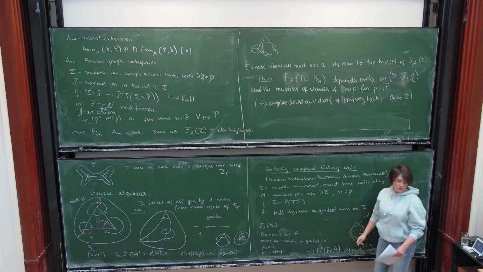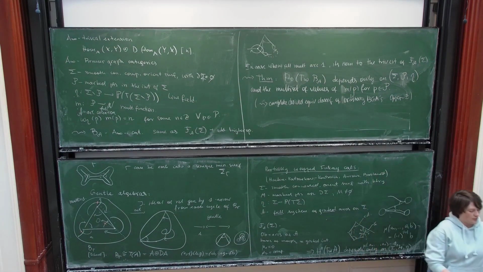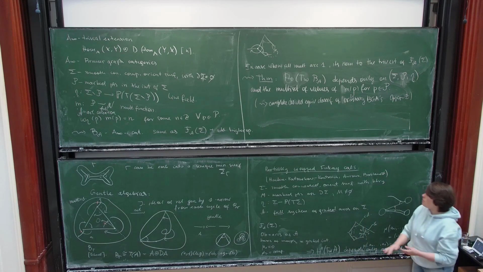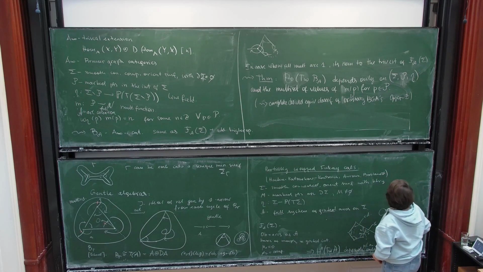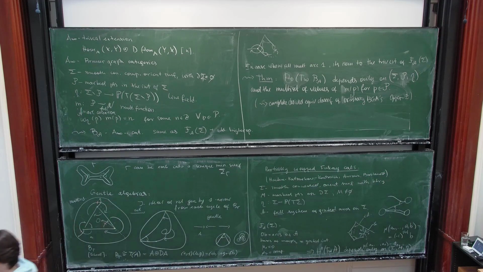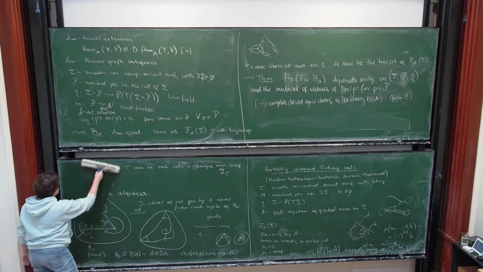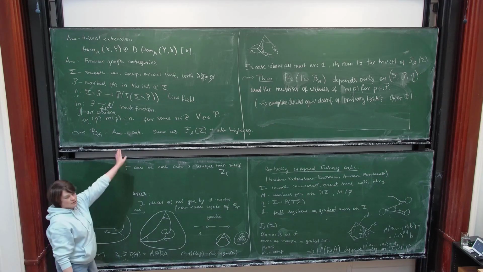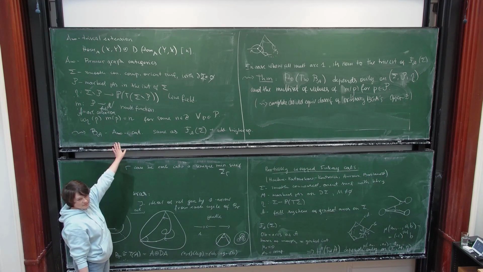Now I want to indicate that there is an action of some braid group on the derived category, and for that I will need to define spherical twists. Any questions about that part?